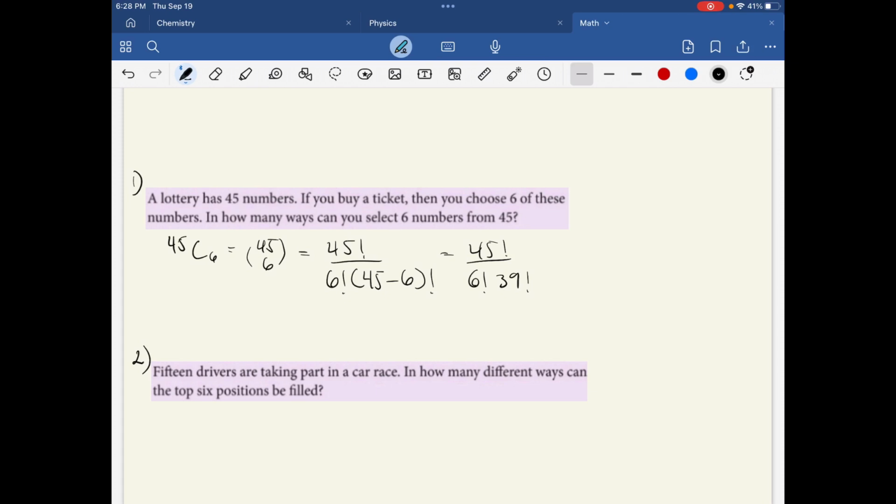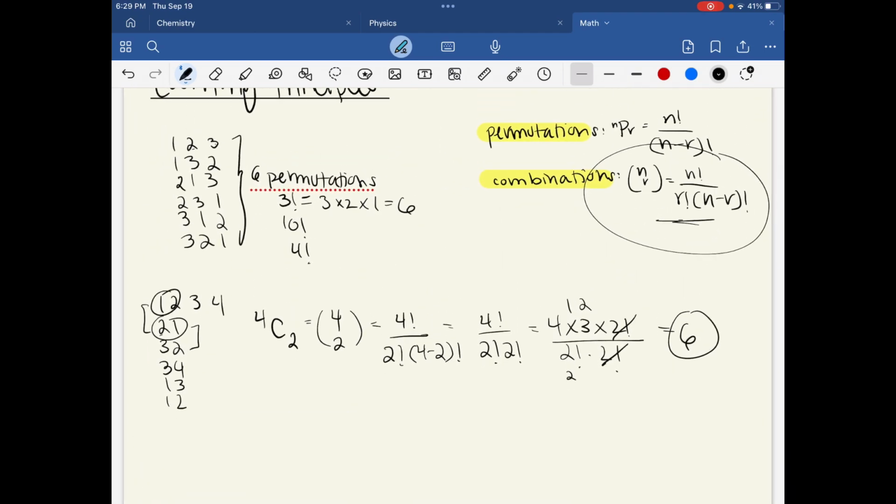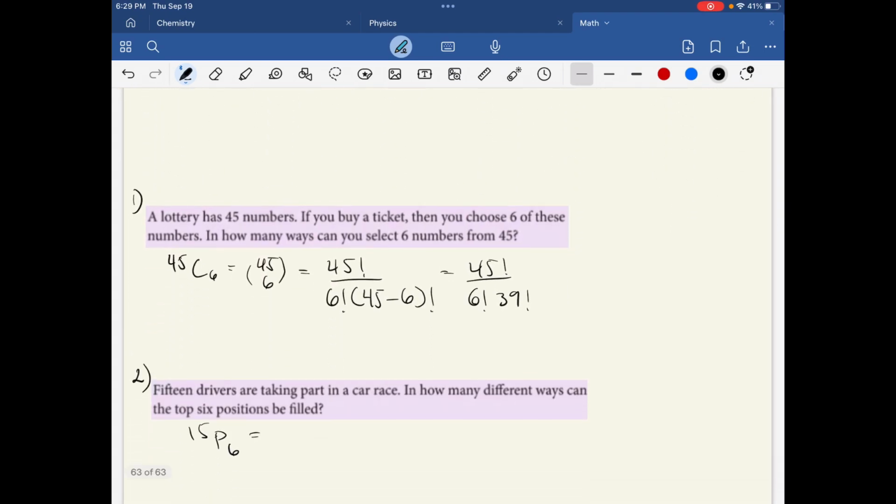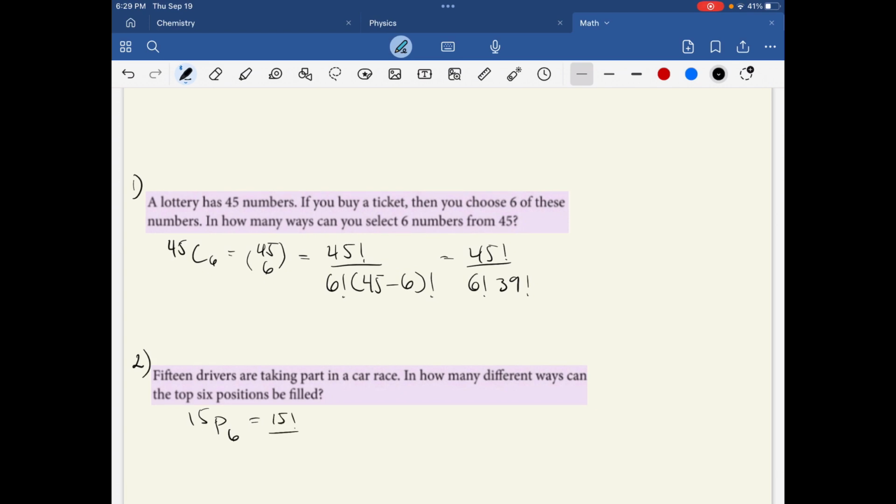This next one: 15 drivers are taking part in a car race. How many different ways can the top 6 positions be filled? This is a permutations question because one guy can end up at first place, or they can end up at second or third, and it could just alternate. So it would be 15 drivers, and then you choose the top 6 positions, and you use the formula above here, which is n factorial over n minus r factorial. So 15 factorial over 15 minus 6 factorial, which equals 15 factorial over 9 factorial.